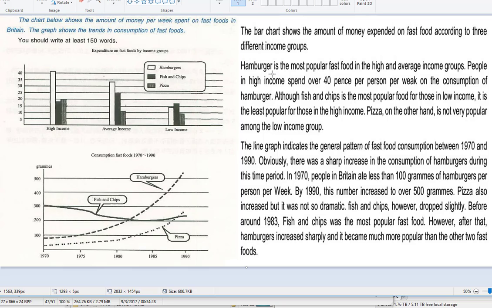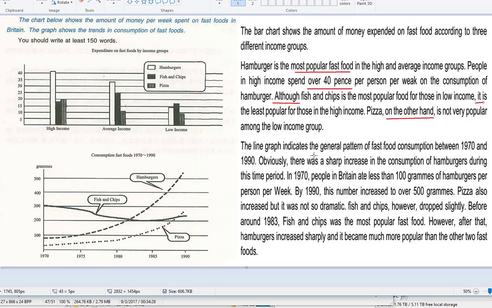Okay, so hamburger is the most popular food. People in high income spend. But these two are not linked. You tell us it's the most popular food, most popular fast food. People spend 40 pence. But why are these sentences not linked? You're talking about how popular they are, but your ideas are not connected. Although it is the least popular. Okay, pizza on the other hand. Okay, so it's to show contrast. There's some referencing.